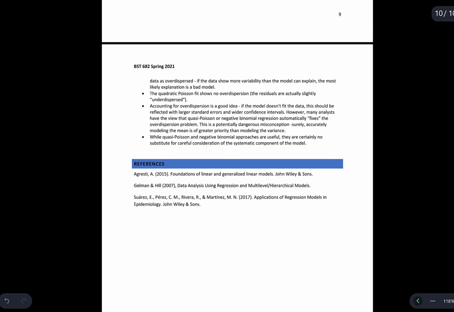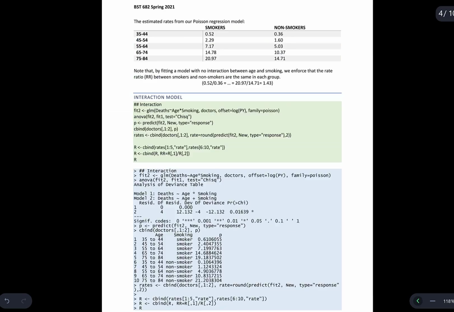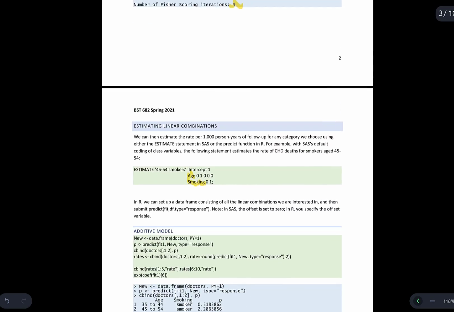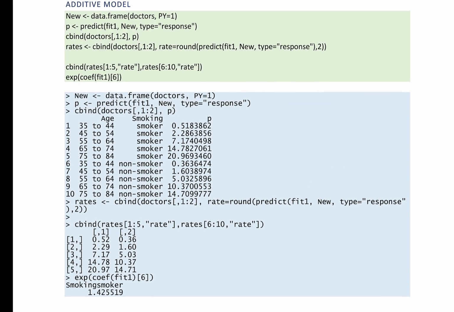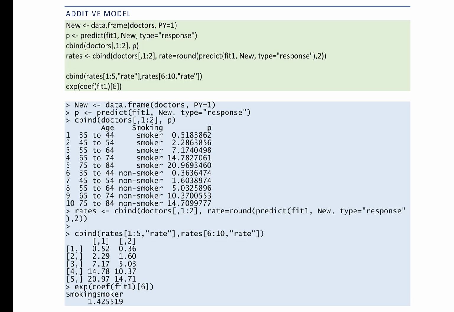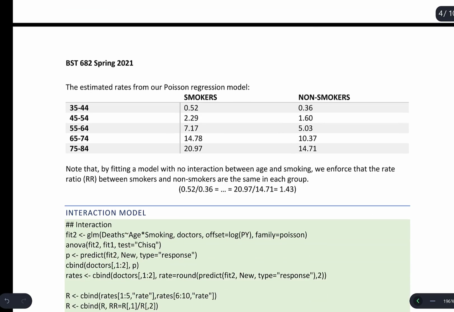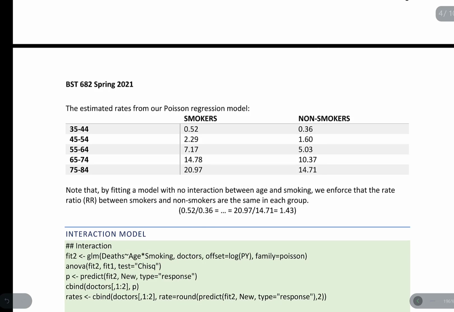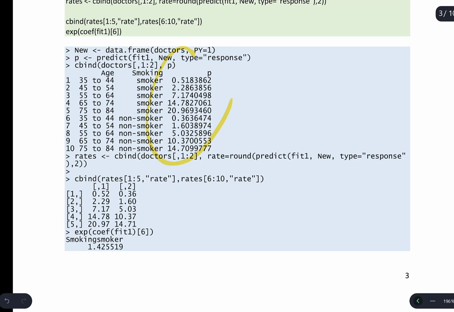All right, so next we're going to look at the additive model. Pretty much just like you've seen before, I'm using R. We're fitting that additive model. And then if we come down here, here are the different estimated rates for the Poisson regression model. And again, these are coming from up here.